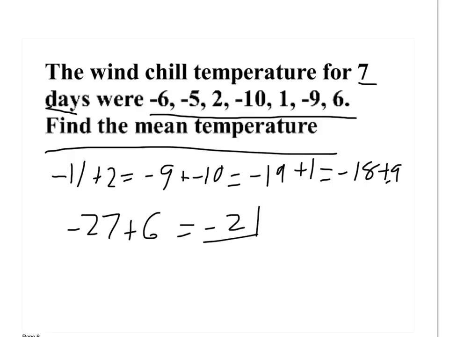We divide by the number of days. How many days? 7. So what is the average temperature? Negative 3 degrees. Easy. Here's your assignment.